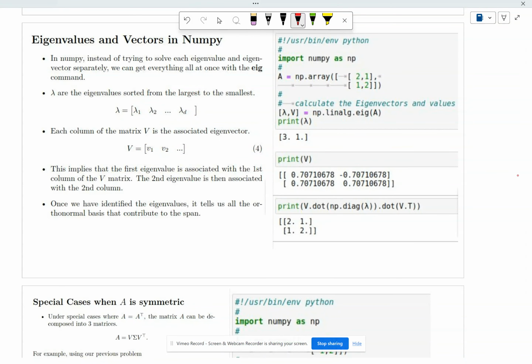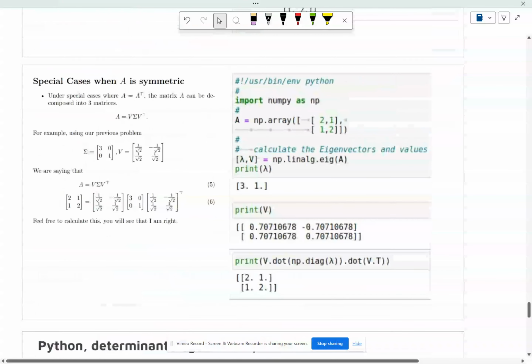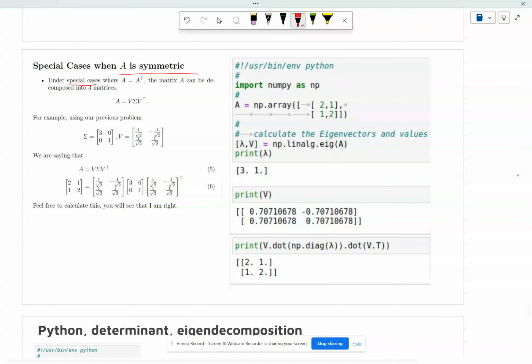So over here you can see the linear algebra. We previously solved it, which was 3, 1, and we confirm programmatically that the eigenvalues are indeed 3, 1, and these are the eigenvectors. Now, I was mentioning previously that under special cases where A is symmetric, which means A is equal to A transpose, the matrix can be decomposed into three matrices. So we just learned lambda, right? V is the eigenvector matrix, so each column is an eigenvector.